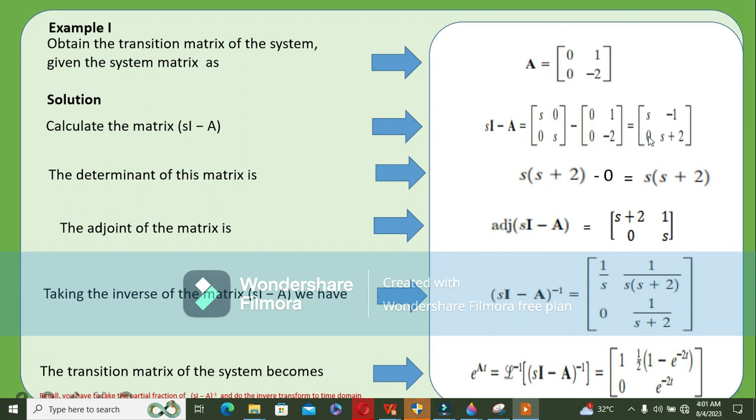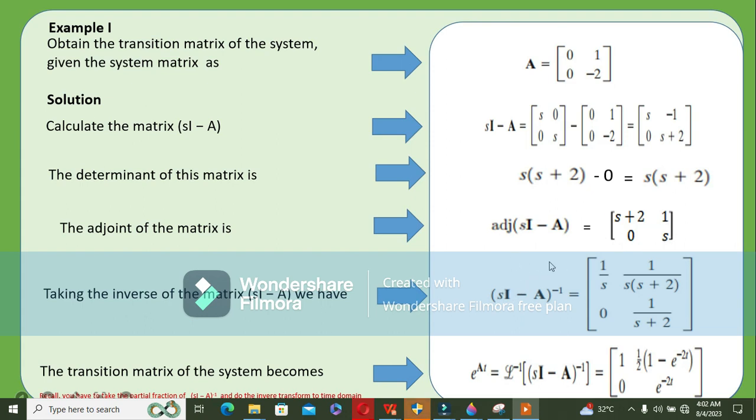The adjoint of this particular matrix, how do we get it? For a 2 by 2 matrix, you just interchange the diagonal elements and negate the off-diagonal elements. So when you interchange the diagonal elements, this will go here, and this will come down to this side. Then you negate here: this minus 1 will become plus 1, and this will be 0. And of course, that is what we have here.